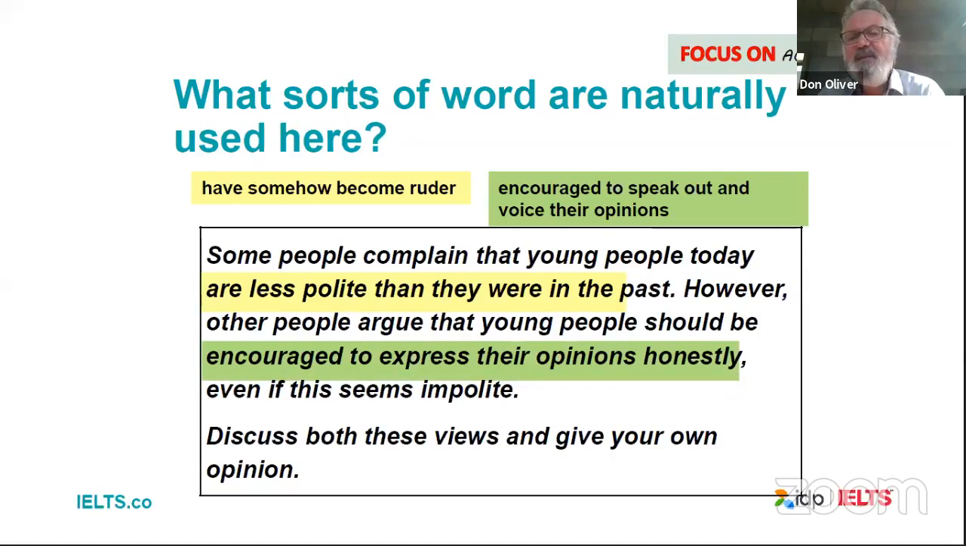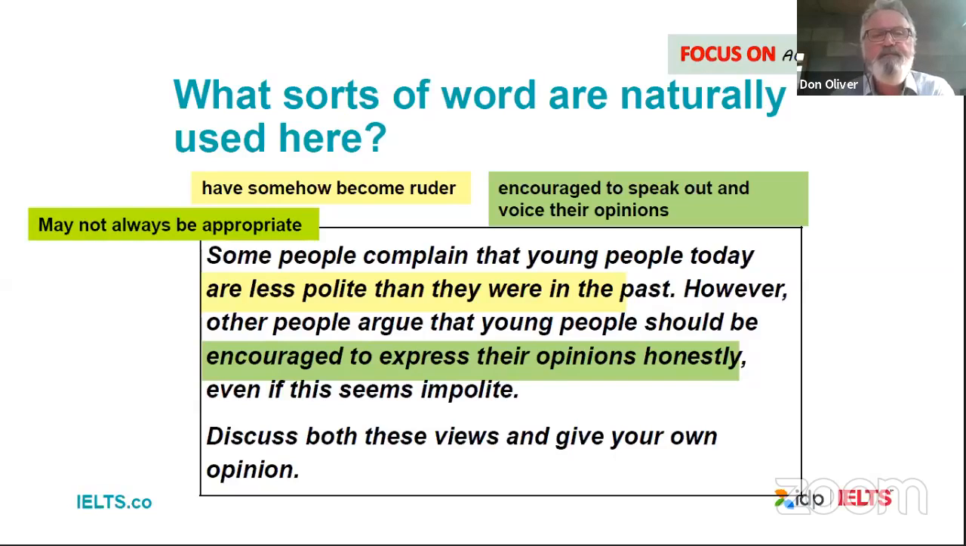They should be encouraged to express their opinions honestly, but you say they should be encouraged to speak out and voice their opinion. Again, you are telling the examiner that you are worthy of a band 8 or 9 because you are using words precisely, and they are your own words. They're not just the words that we give you in the task. If it seems impolite, may not always be appropriate, for example, is a synonym for that.